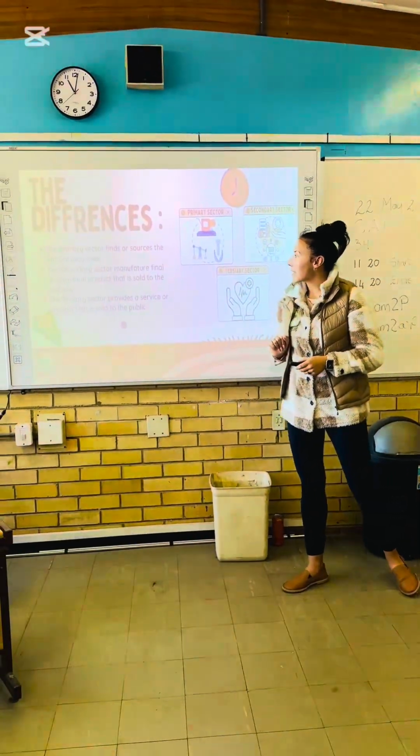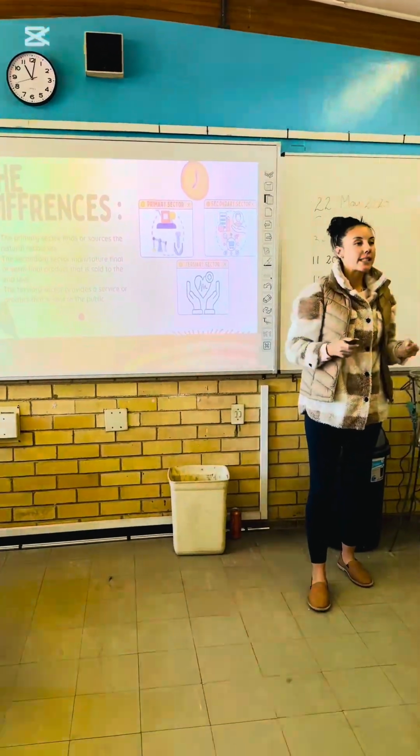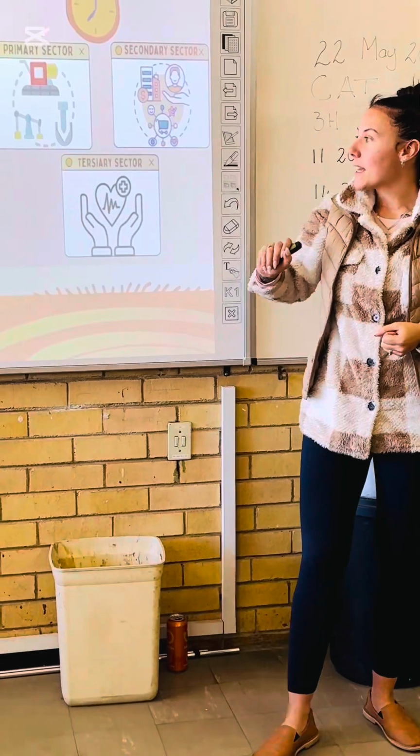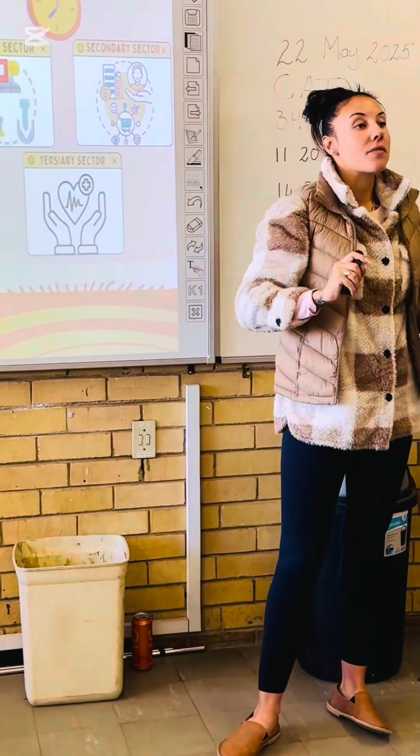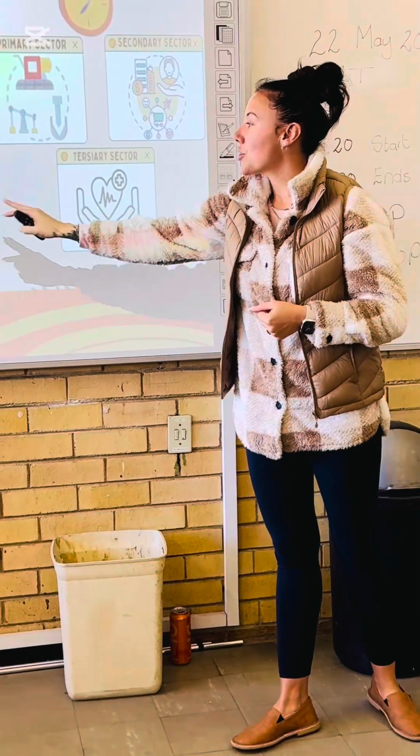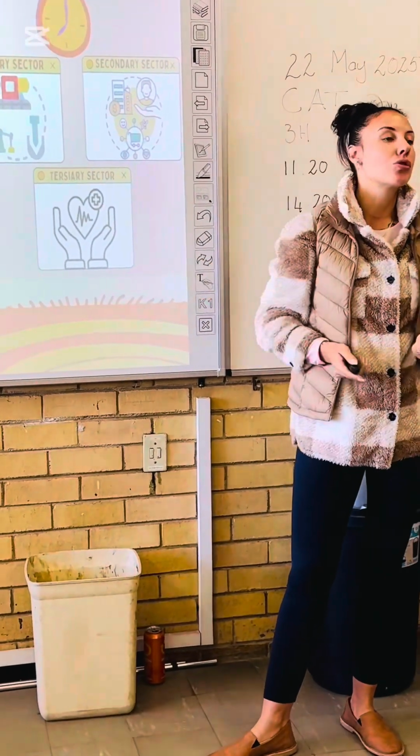Now the primary sector finds resources or takes natural resources and sells it to the secondary sector. The secondary sector then manufactures it to a semi-final or final product, and then the tertiary sector provides the service or product that is sold to the public.